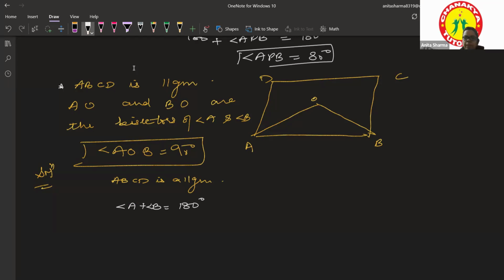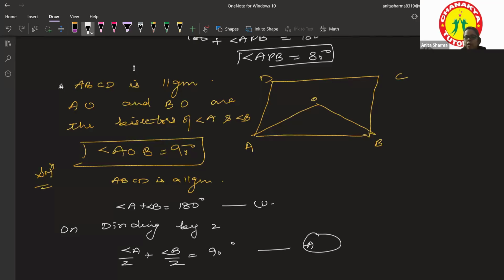Now, OA is the bisector and OB is the bisector. Now, divide this equation by 2. On dividing by 2, angle A by 2 plus angle B by 2 is equal to 90 degrees. This is clear to all?